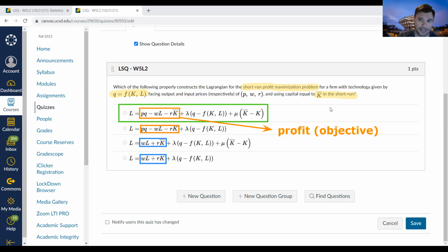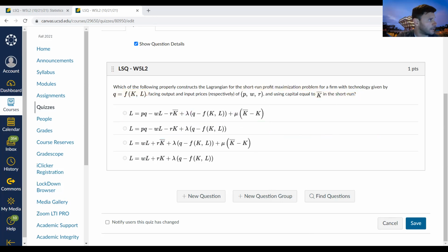B is not the right answer here because it does not incorporate the short run constraint, K bar. Right? So B would be a long run profit maximization problem. But A is the one we are looking for. We have a multiplier for the technology constraint. We have a second different multiplier for the short run capital constraint, where capital has to equal K bar. So if you got that one right, nicely done.